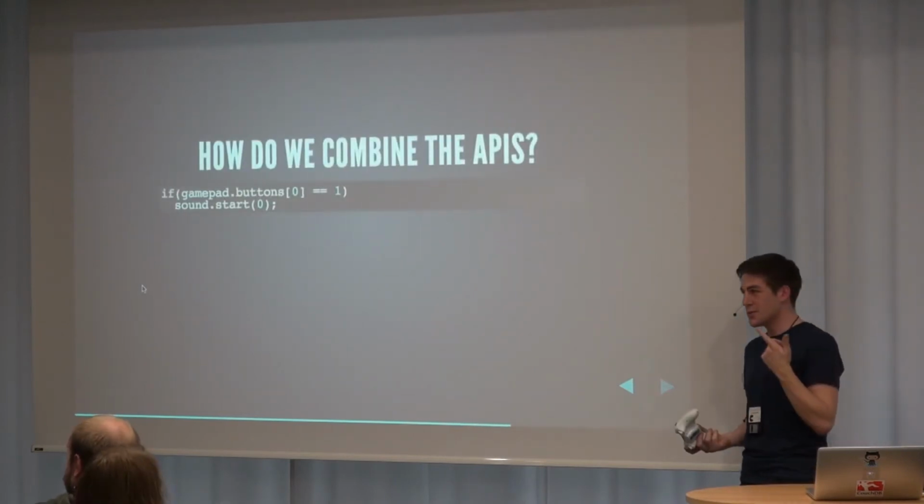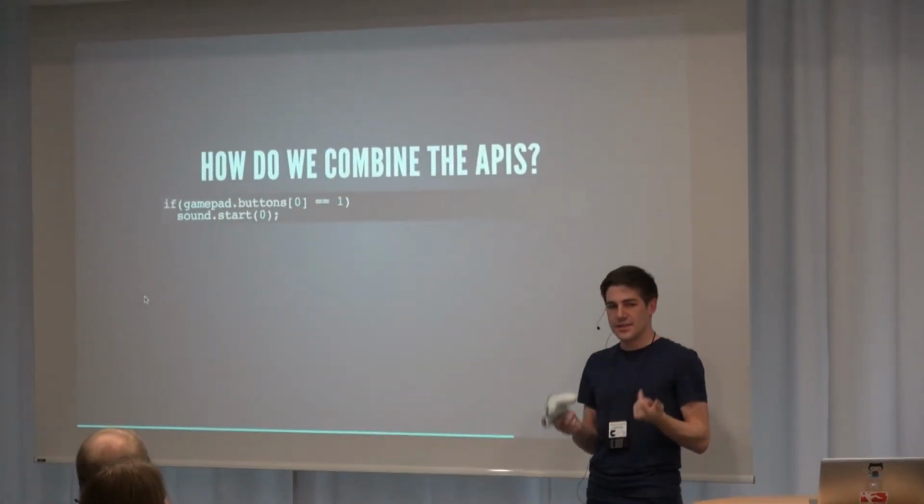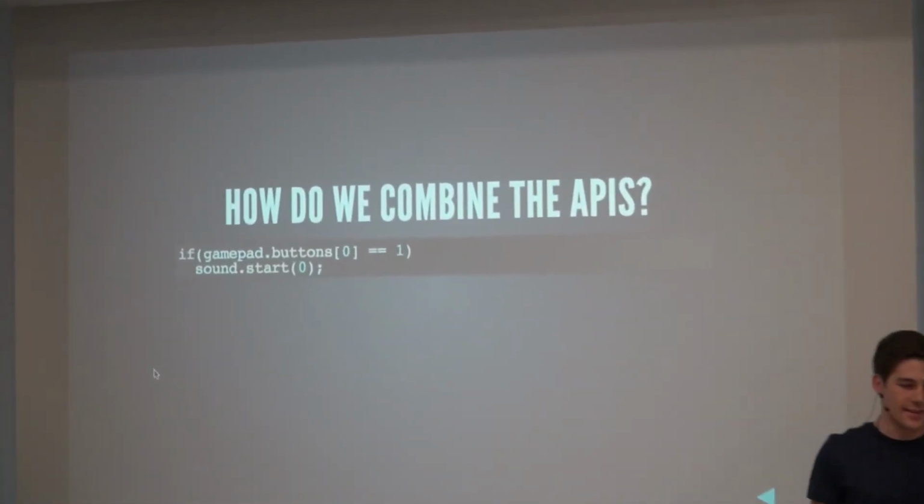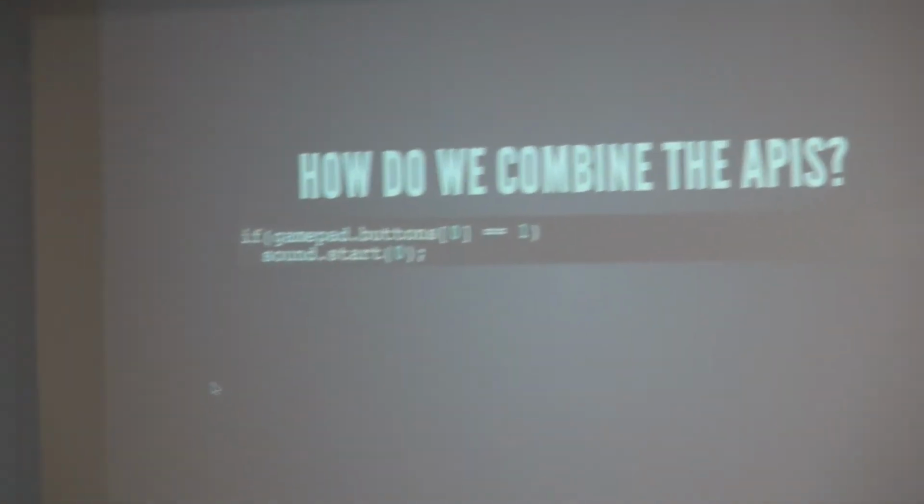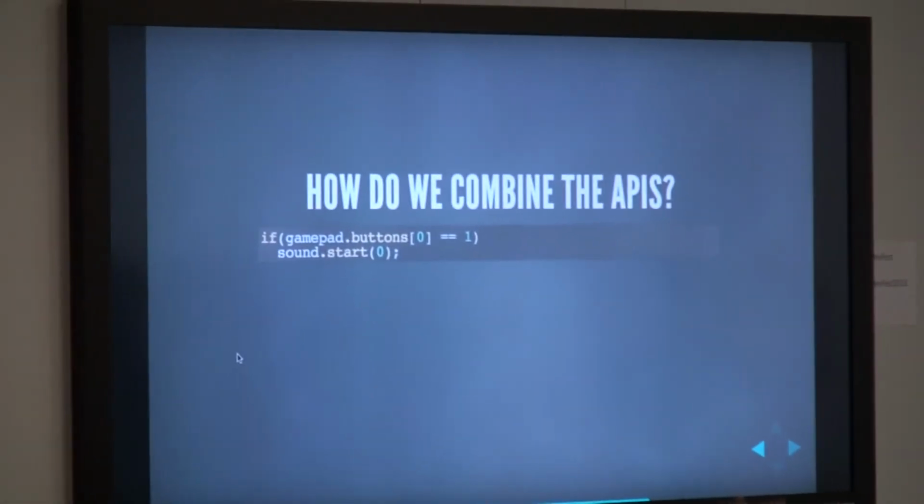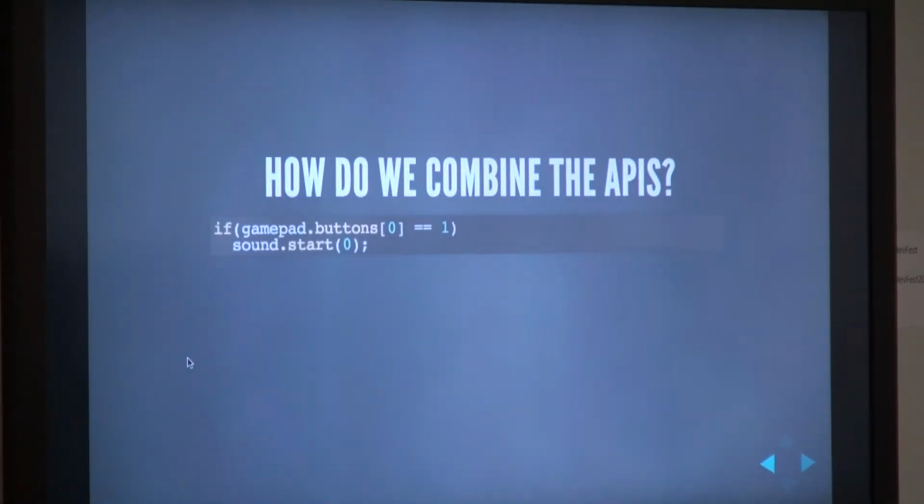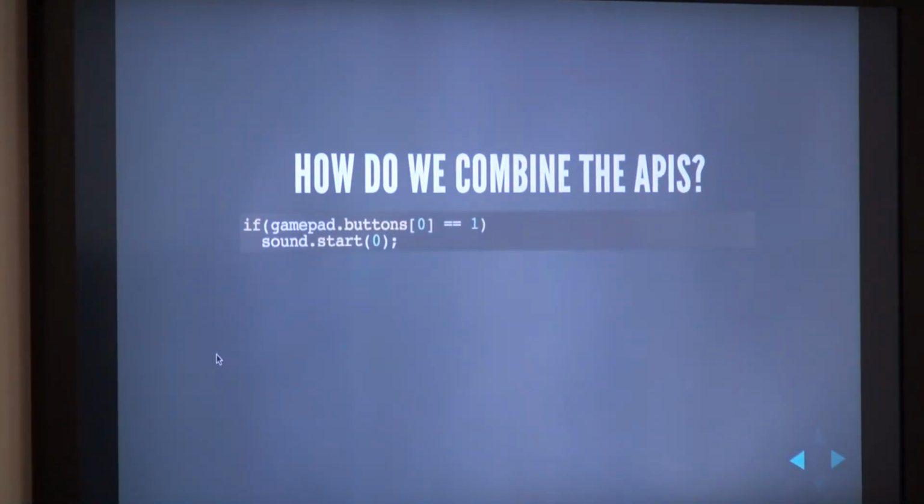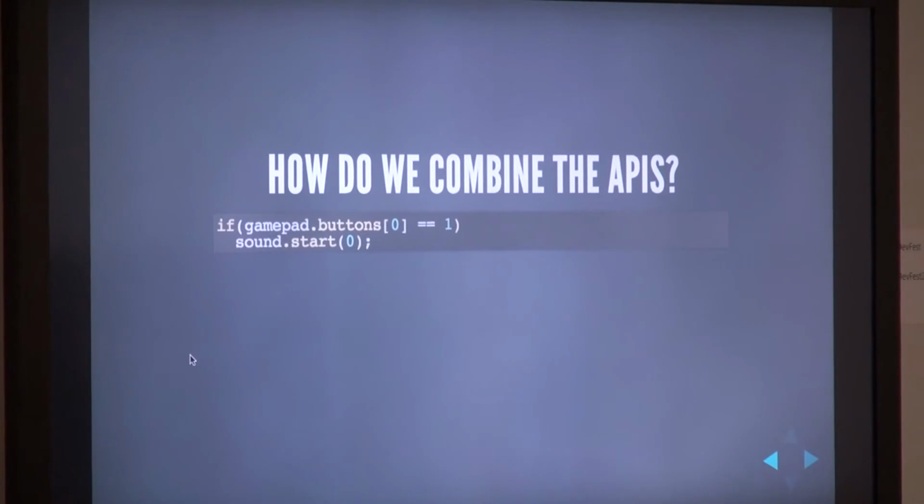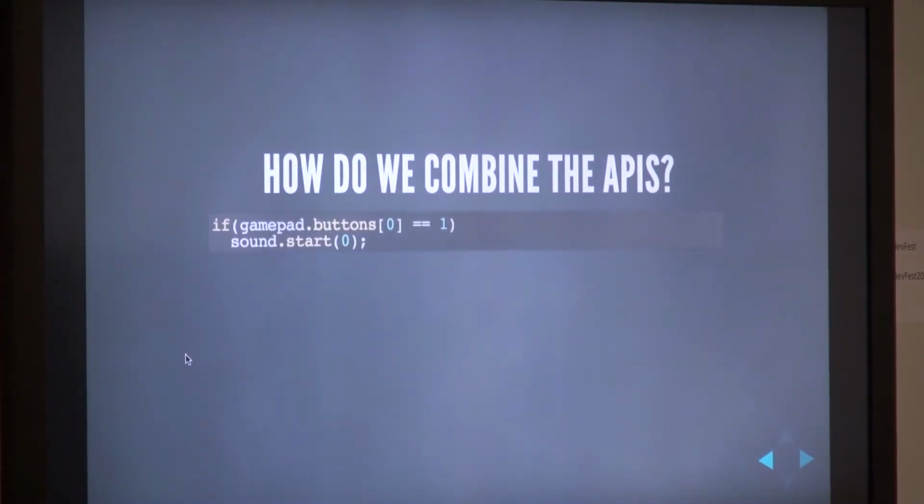But now, how do we combine the APIs, like the Web Audio API and the Gamepad API? The easiest thing we could do is check the gamepad state and say, if button A is pressed, play that sound. And I can do this. Let me think about it. I got a demo here. You won't see it, but I'm now playing this.